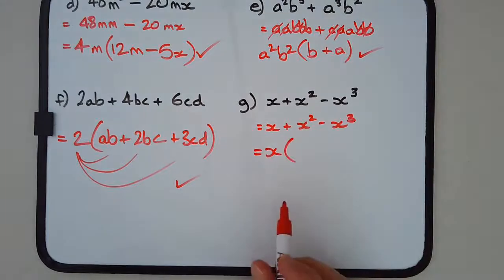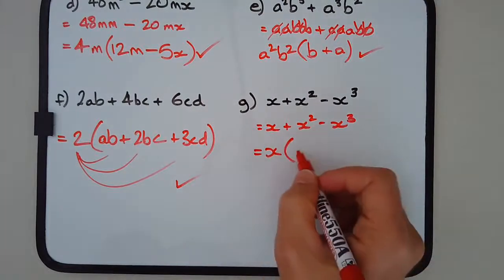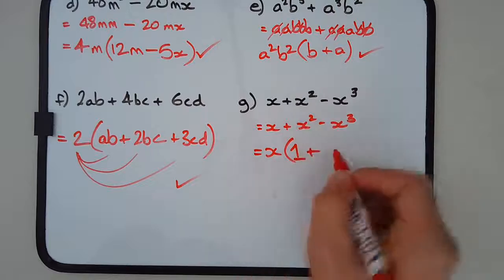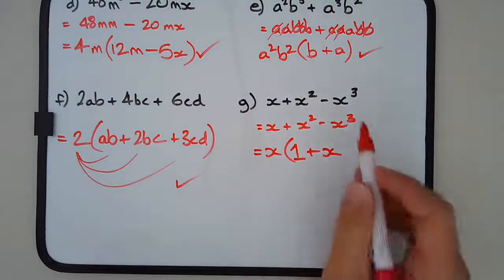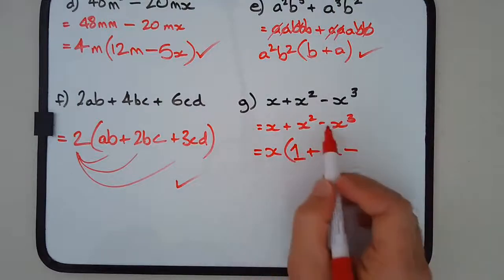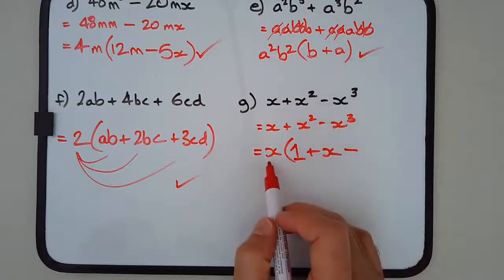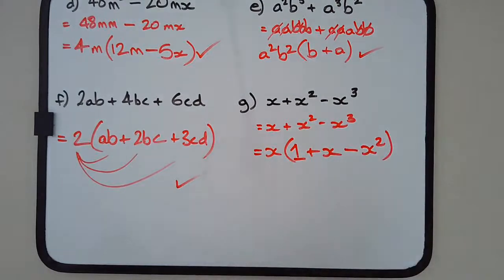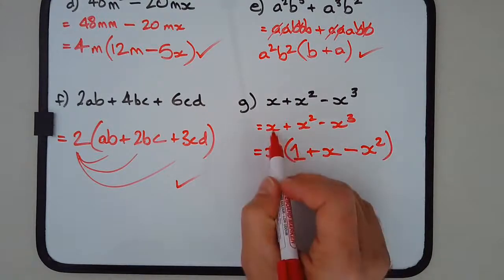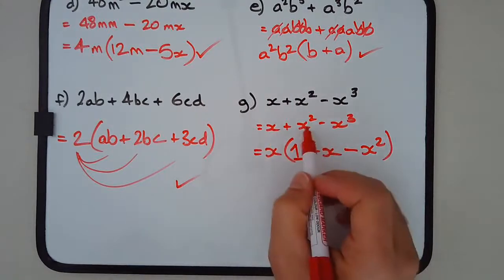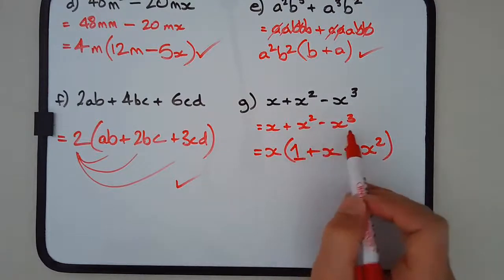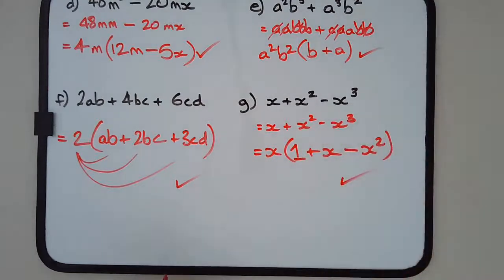So what does that leave behind? X divided by x is 1. X squared divided by x is x. Oh, that's a minus sign, so negative x cubed divided by x, okay, is x squared. Again, expand, check, does it work? X times 1 is x. X times x is x squared. X times negative x squared is negative x cubed. And we're happy with that.